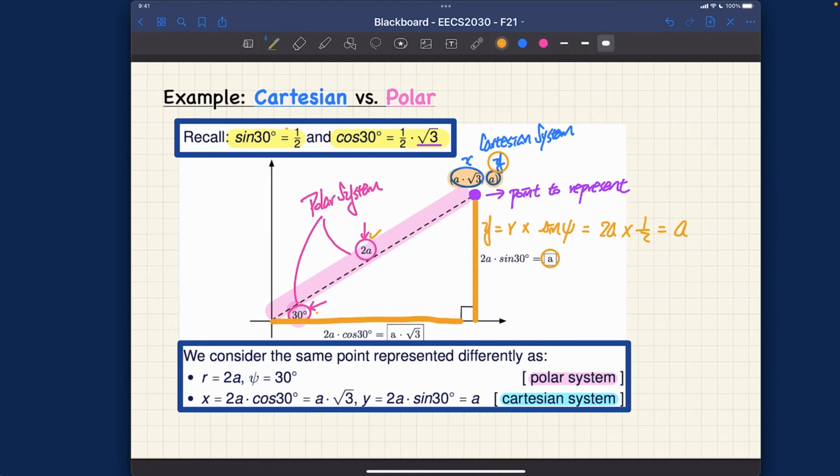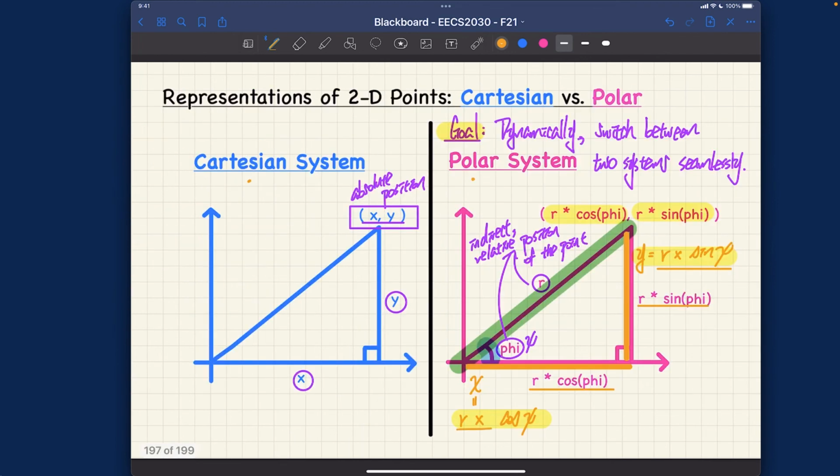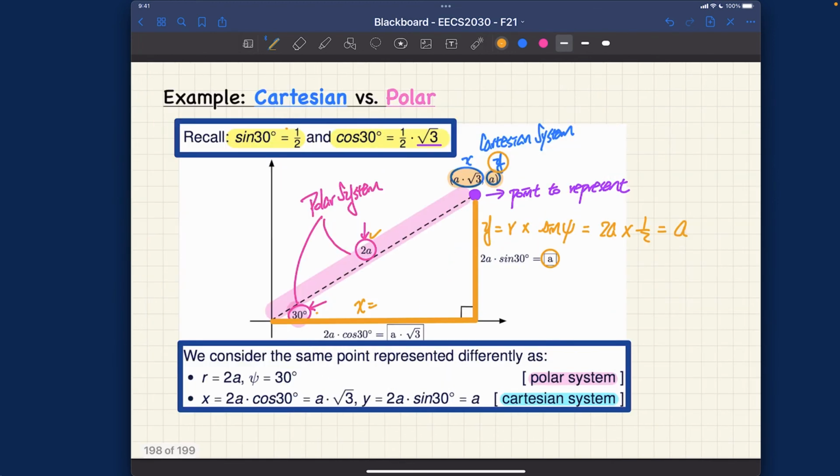Okay, let's do one more just for completeness. And this one over here is the x. By definition, the x value will just be r times cosine phi, where r is 2a, multiplied by cosine 30 degrees. You can see it's 30 degrees over here. It's 1/2 times the square root of 3 times 2a, which will be a times the square root of 3. You can see that's exactly what we have over here, matching the x.